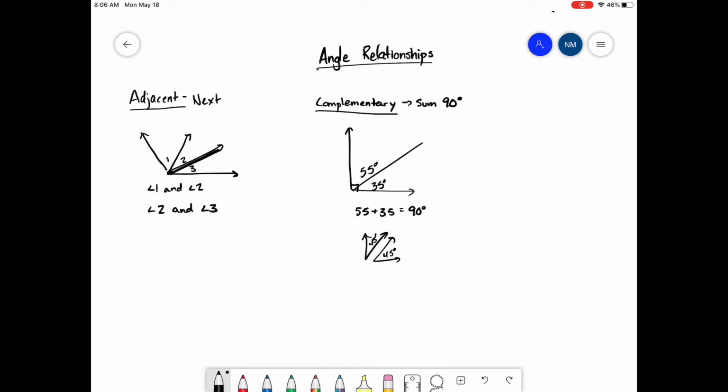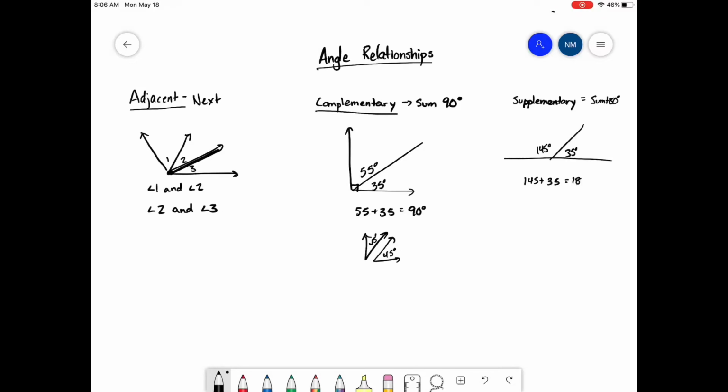My next angle type will be supplementary angles. And supplementary angles are equal to 180 degrees. I like to think of it because supplementary starts with an S, so it's on a straight line, which means it is a sum of 180. So one of them could be 35 degrees, and the other could be 145 degrees. So the sum of the 2 of them, if I was to add them together, would be 180 degrees.